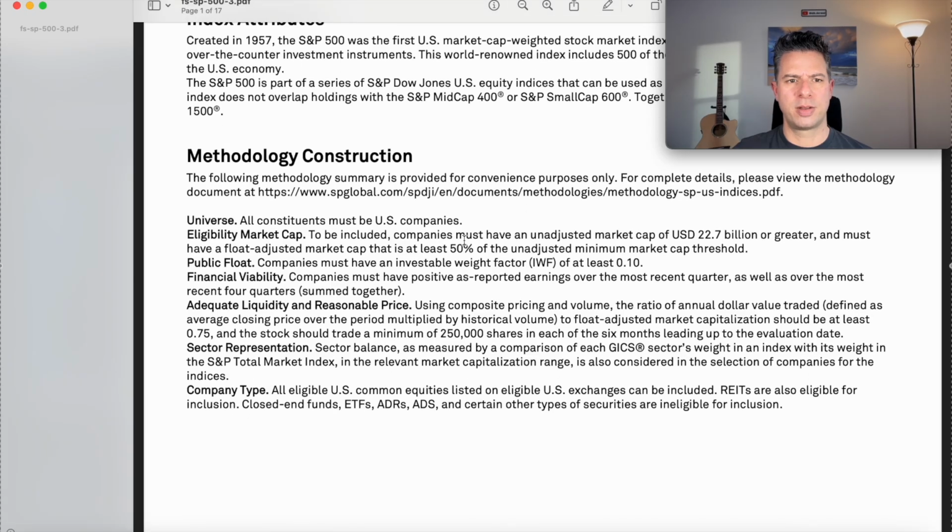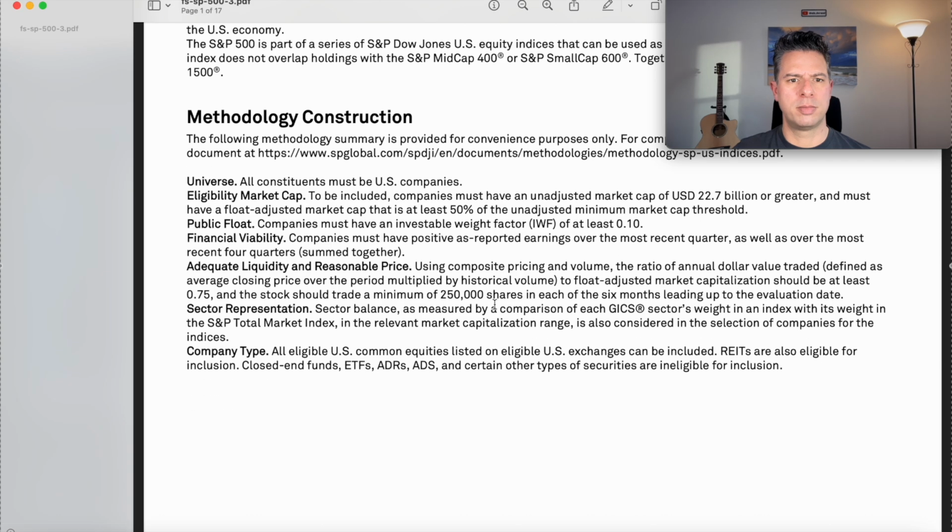All right. So it just has a few interesting things here. In order to be included in the S&P 500, obviously you must be a U.S. company. You must have a market cap of 22.7 billion or greater. And then there's things about float here. Financial viability. I like this.